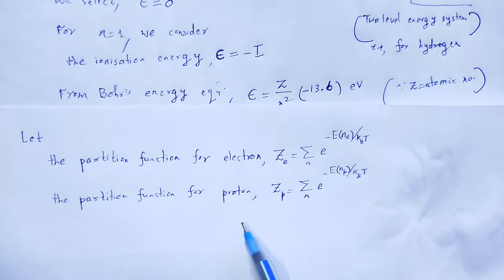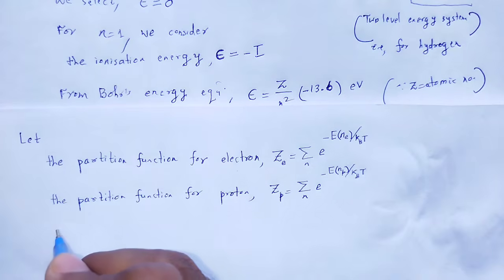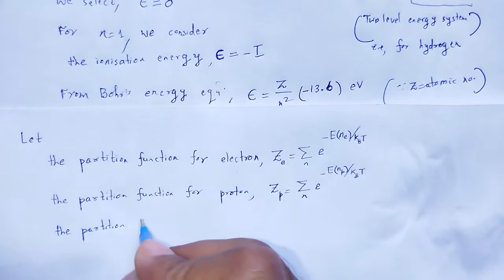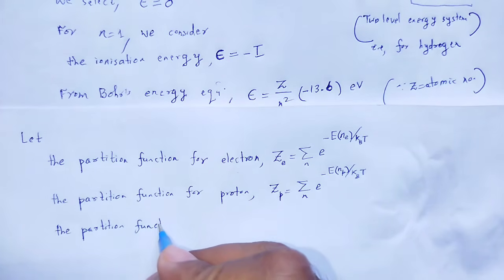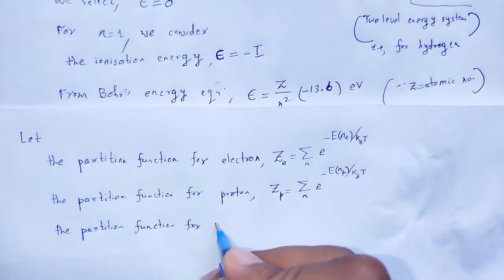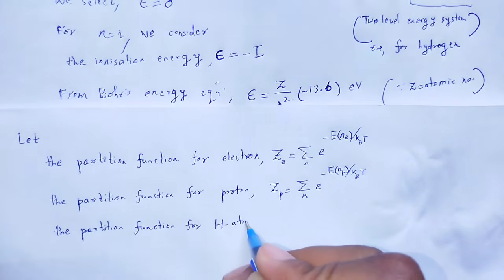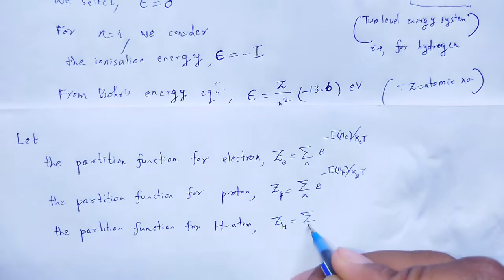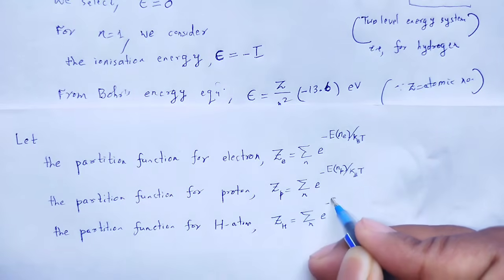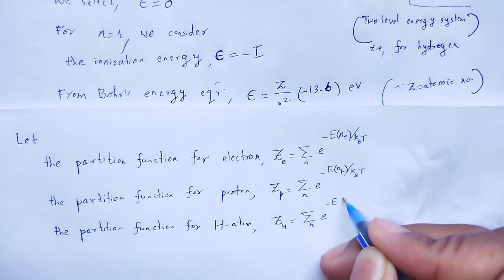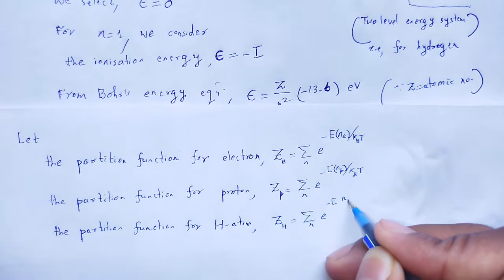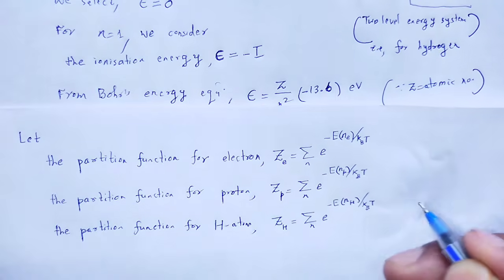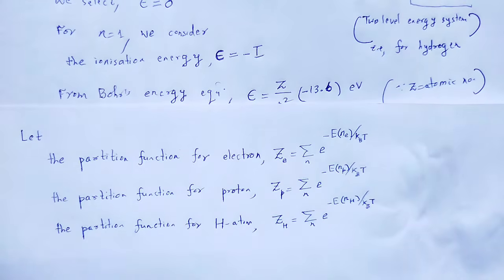Next, the partition function for hydrogen atom. The partition function for hydrogen atom, that is Z_h, is equal to the summation over n of e to the power minus E, that is the number of hydrogen N_h, divided by k_B T. These are the partition functions.